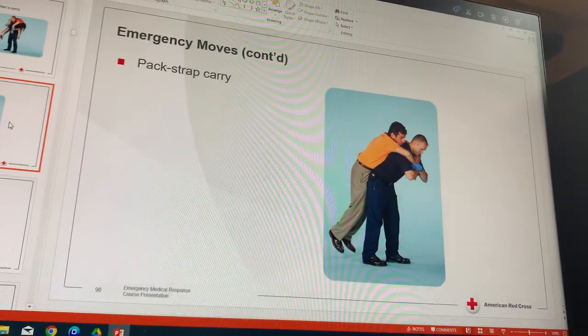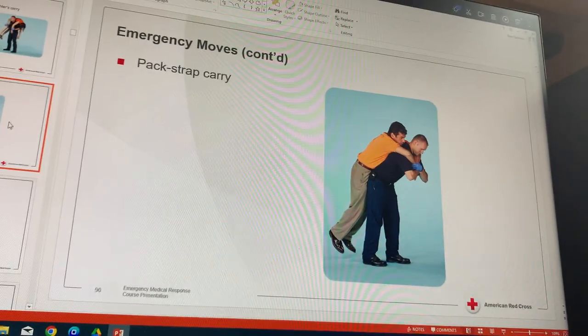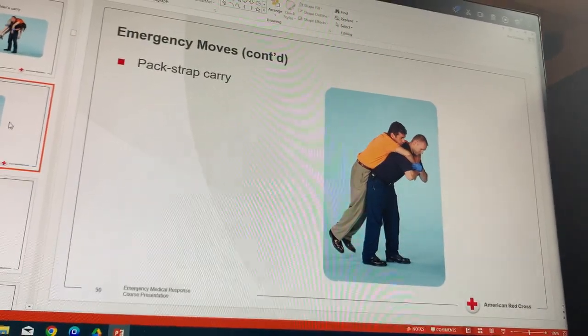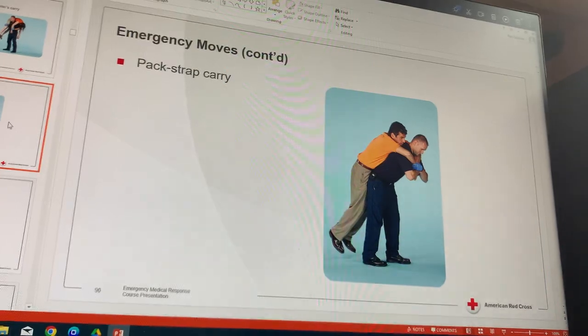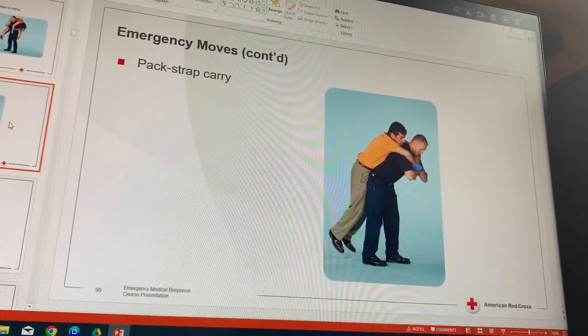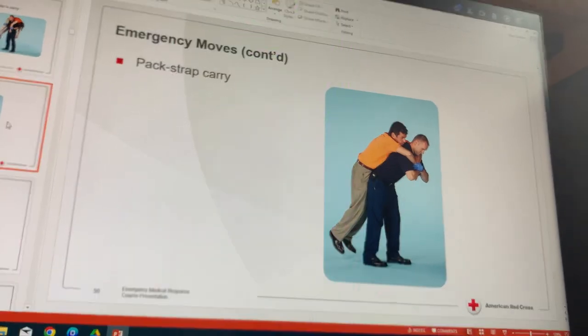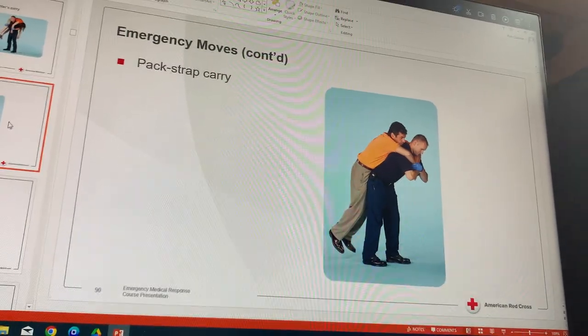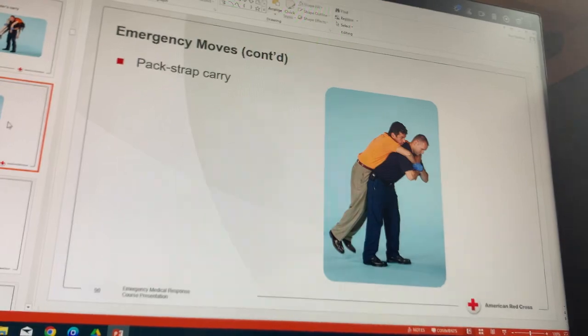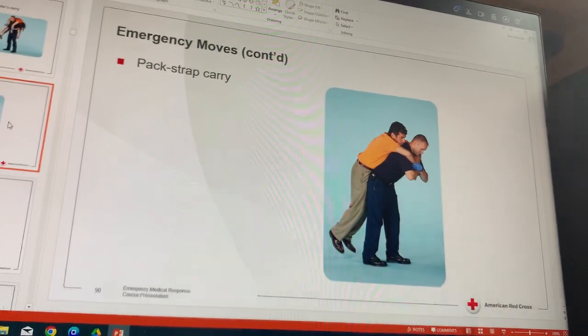Position yourself with your back to the patient. Back straight and knees bent so that your shoulders fit into the patient's armpits. Cross the patient's arms in front of you and grasp the patient's wrists. Lean forward slightly and pull the patient up onto your back. Stand and walk to safety.